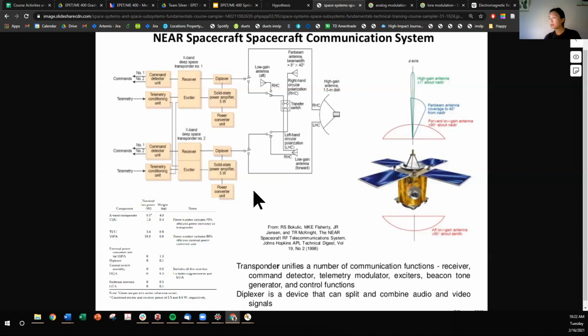Okay, let's look at this system diagram next. So here is the high gain antenna. This side is pretty much exposed to the space environment, but the high gain antenna is connected to this circuit diagram where there are a bunch of switches. The switches are connected to diplexers, power converter units, and amplifiers that are connected to receivers and exciters.